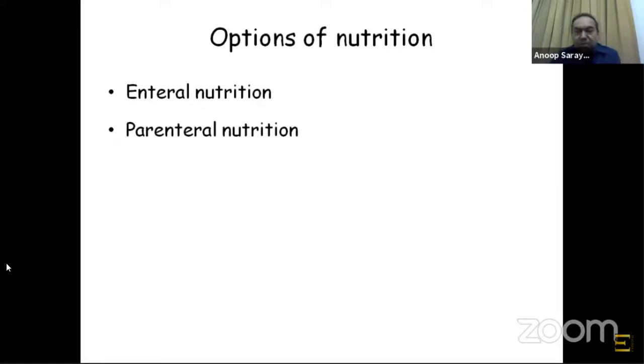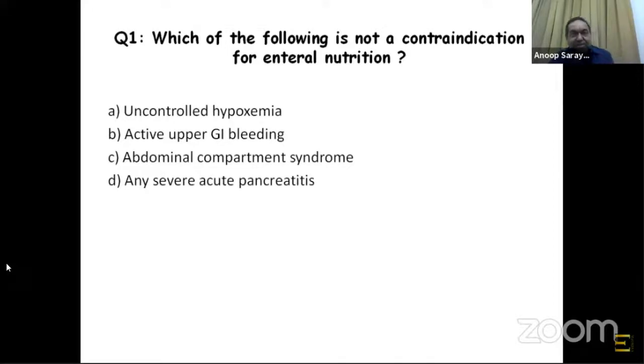So I was told to prepare a few questions also in between. So this is my first question on the screen. Any answer? Which of the following is a contraindication for enteral nutrition?